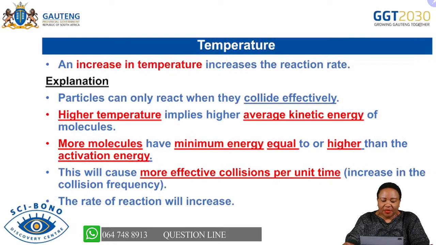Now, the temperature. The temperature can also increase the rate of reaction, as one of the factors that affect the rate of reaction. The increase in temperature will increase the rate of reaction. So we know that as you increase the temperature in your chemical reaction, you will definitely expect the rate of reaction to also increase. Now, how does the temperature affect the rate of reaction? Or how does the temperature increase the rate of reaction? Particles can only react when they collide effectively. So if we have effective collisions, we know that particles will definitely have an increase in the rate of reaction.